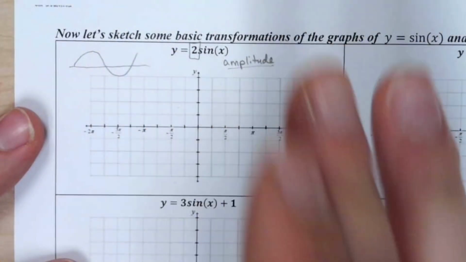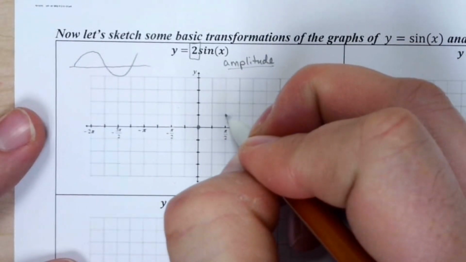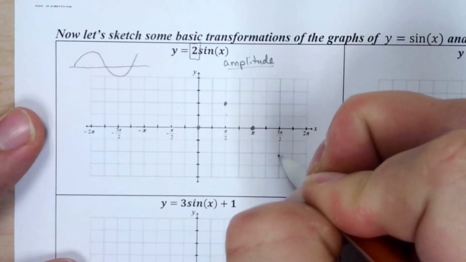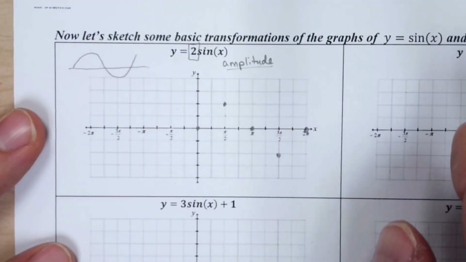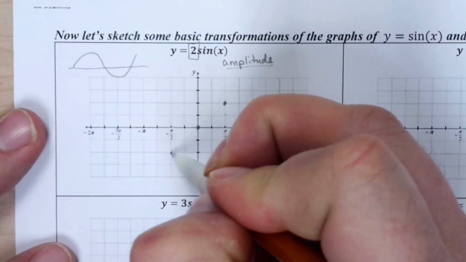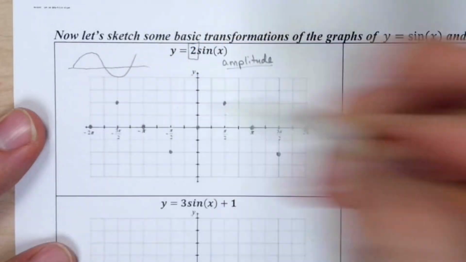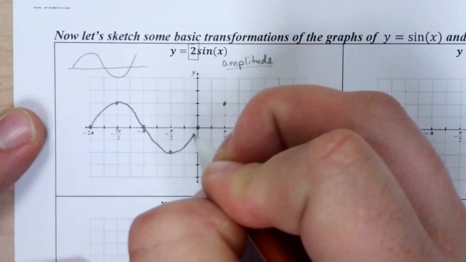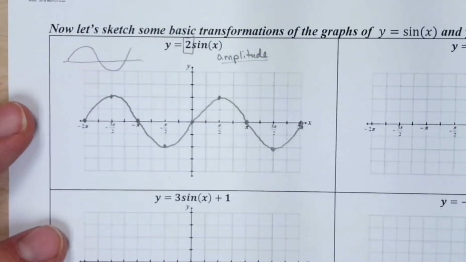So let's go in here and sketch. Instead of 0, 1, 0, it's 0, 2, 0, -2, 0. I'm just going to take all the values in my table that I made at the beginning and double them. So this one would be -2, 0, +2, 0. And so when I graph this, my waves are twice as tall as they were at the beginning of the worksheet.